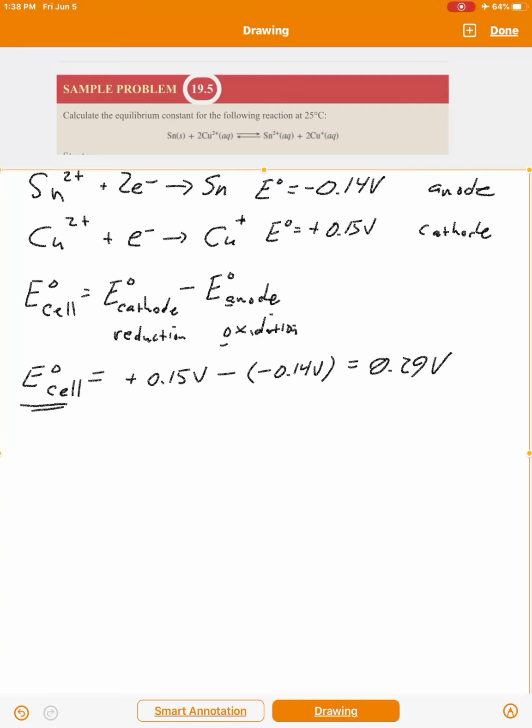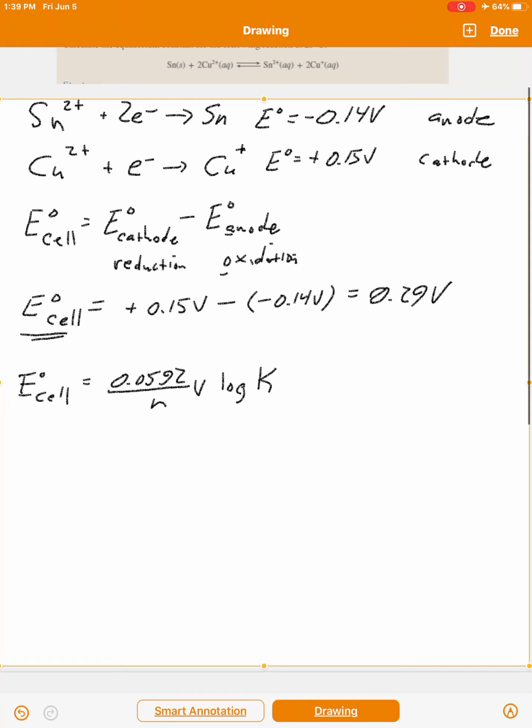Now we can come back. There are several equations we can use, but we're going to use equation 19.5, which says that the standard cell potential related to the equilibrium constant is 0.0592 over n, in the units of volts, times log K. All right? So we know what the standard cell potential is. It's 0.29 volts.